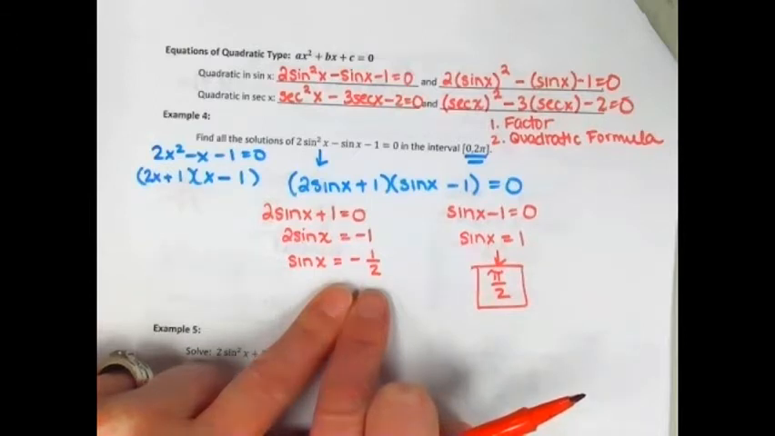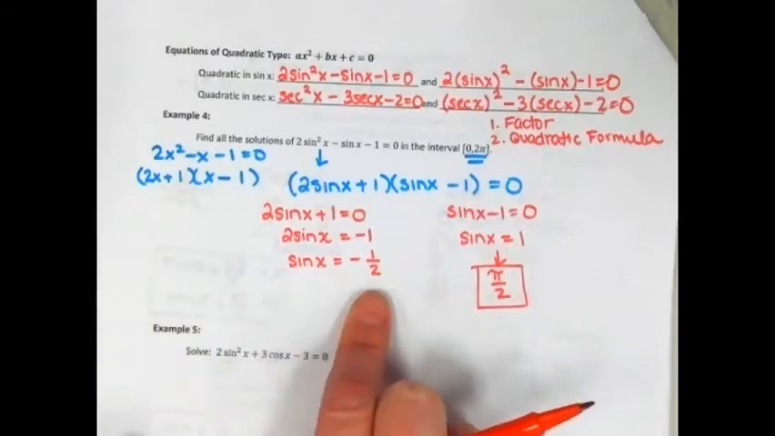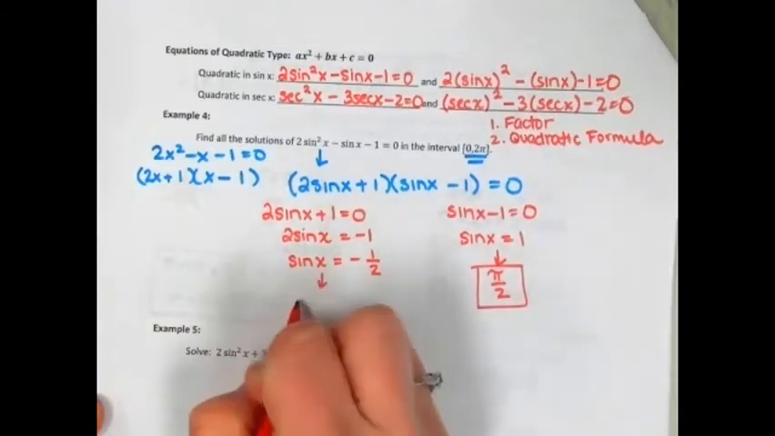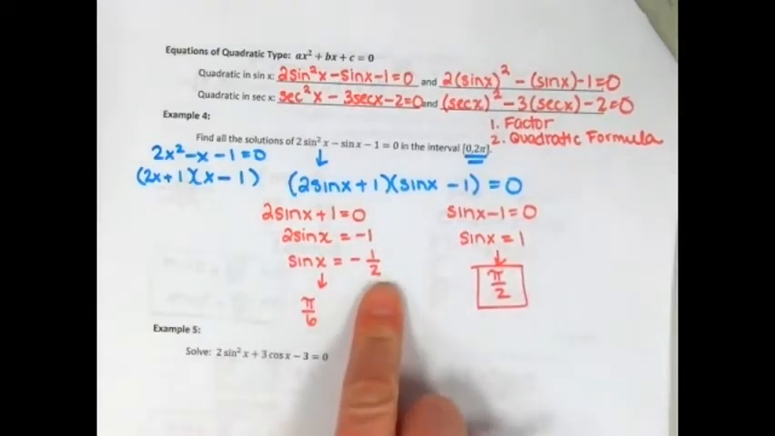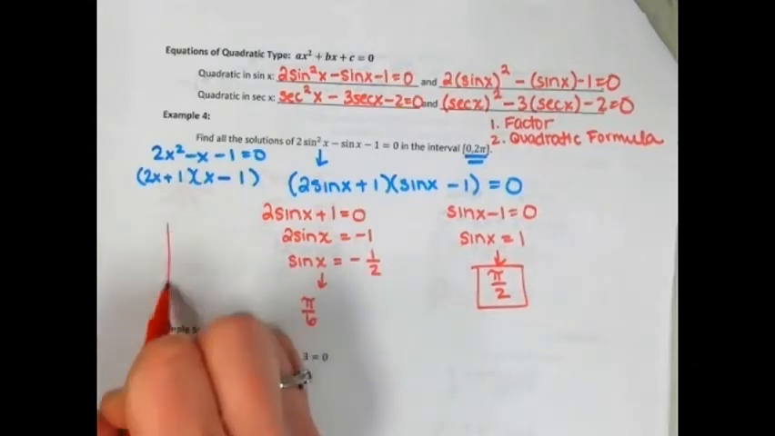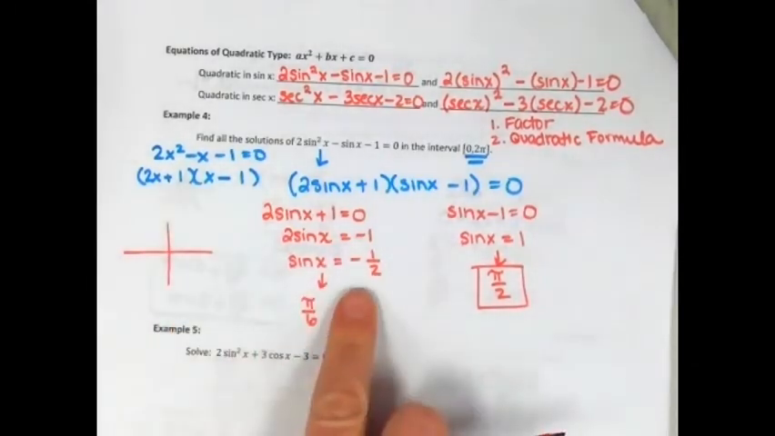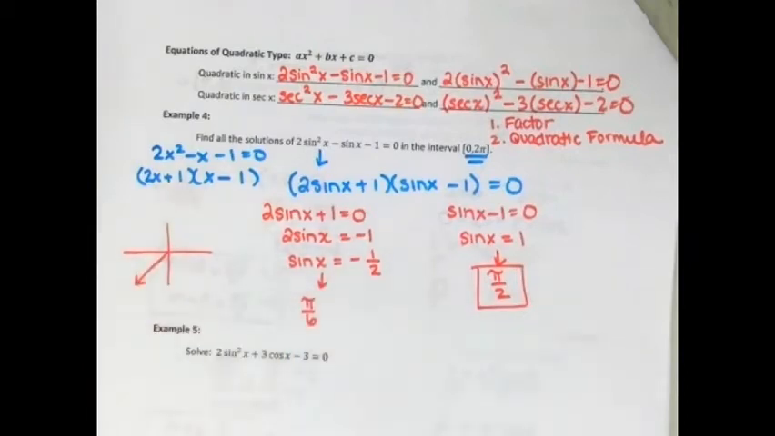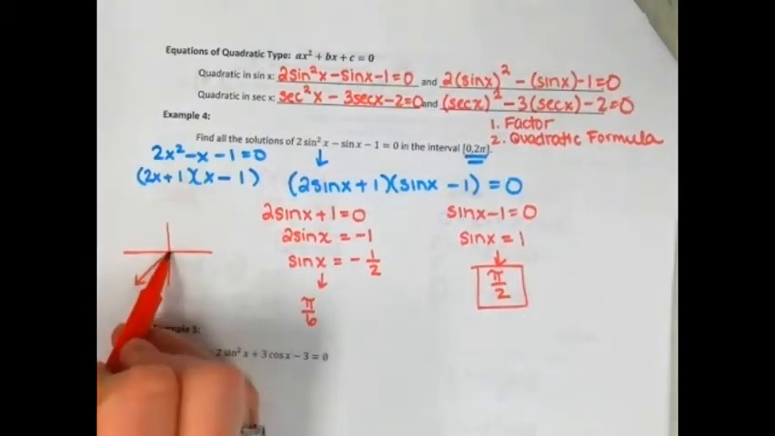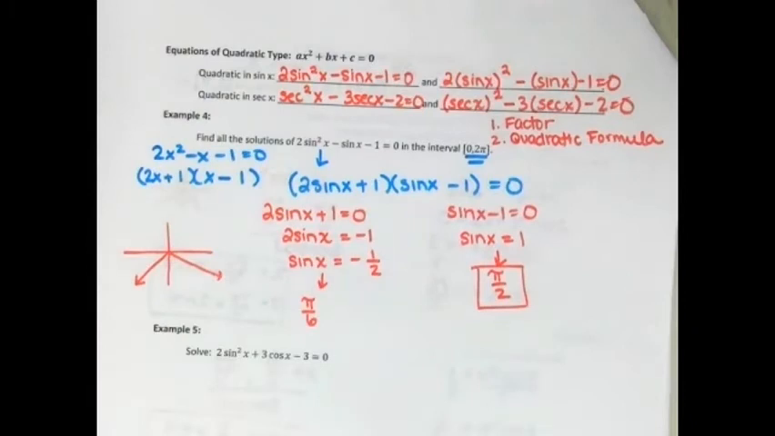What did you say, Andrew? It is the 30, right? So it's pi over 6. Okay. So now we know 1/2 is pi over 6. However, this is negative. So what quadrant would our negative 1/2 be for sine? Quadrant 3 and quadrant 4, right? Because isn't my y coordinate negative in that sense?